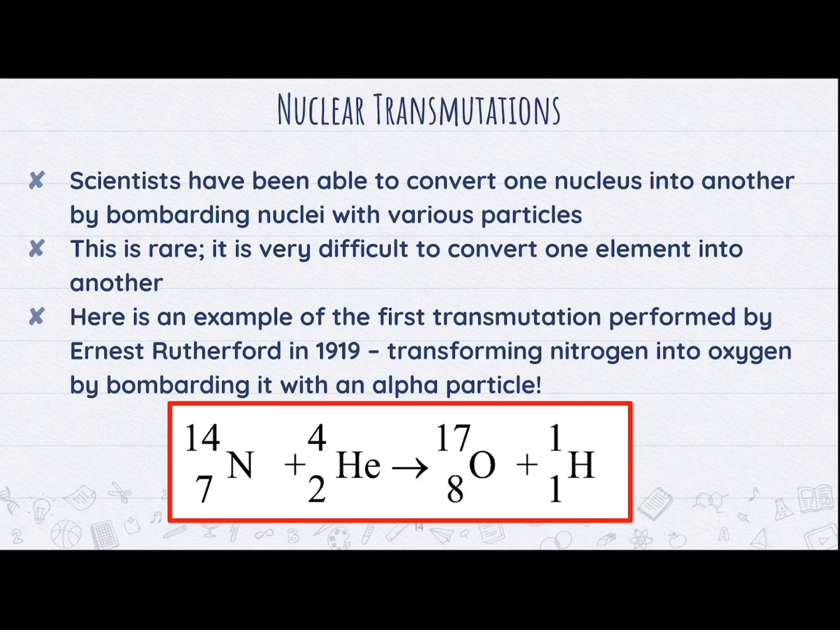Okay, now we have nuclear transmutations. Scientists have been able to convert one nucleus into another by bombarding nuclei with various particles. This is very rare. It's difficult to convert one element into another. Here's an example of the first transmutation, performed by Ernest Rutherford in 1919. He transformed nitrogen into oxygen by bombarding it with an alpha particle. So here's the reaction. I have nitrogen plus an alpha particle, which is the helium nucleus. When that happens, I now have oxygen, and then I have a hydrogen.